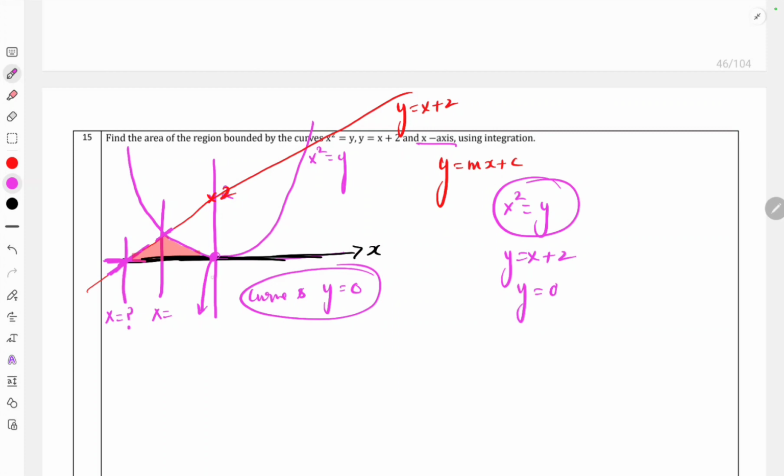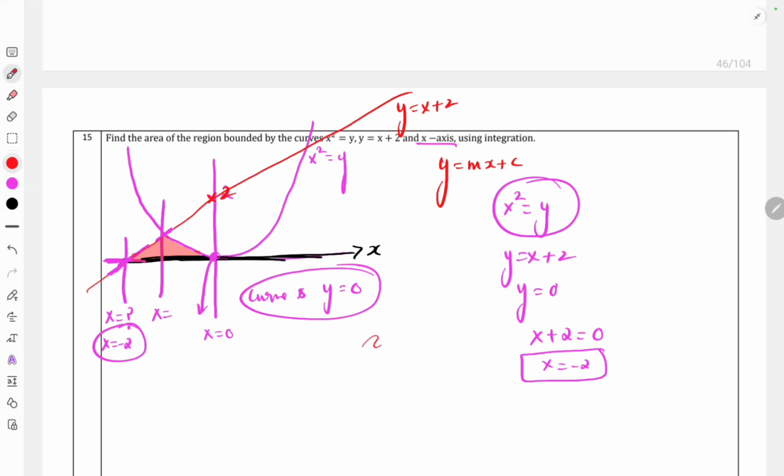These four values we have to find. This is x equal to 0. So these two values we have to find. So now y equal to 0, y equal to x plus 2. After writing y equal to, it is very easy. This y value you can just substitute here. X plus 2 equal to 0, x equal to minus 2. So this value will be x equal to minus 2.